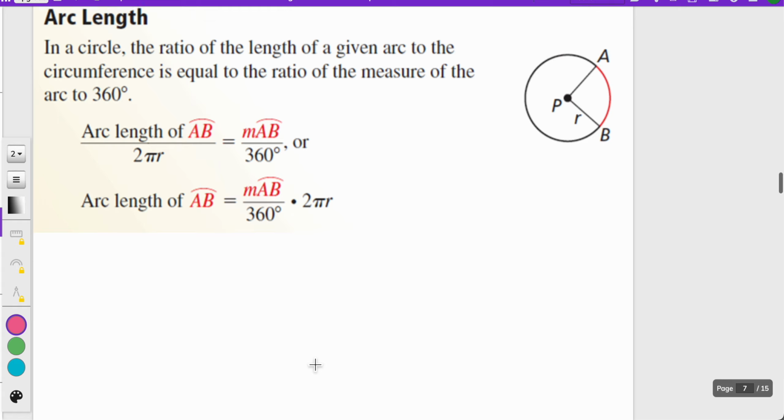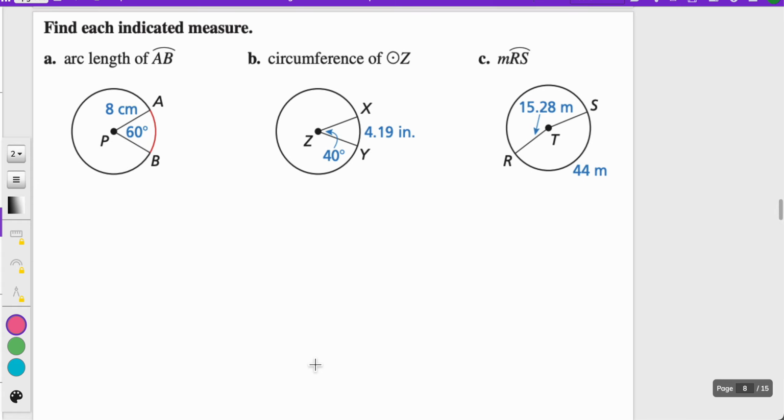We're going to go ahead now and look at an example here. We're just going to try one for now. So if you look at example A, we have the arc length of AB. If we don't know what the arc length of AB is, then we can apply that same knowledge from the previous slide, okay? So the measurement of arc AB can be found if we take 60 degrees, divide it by 360, and then multiply that by 2 times pi times 8, because that is my circumference, okay?